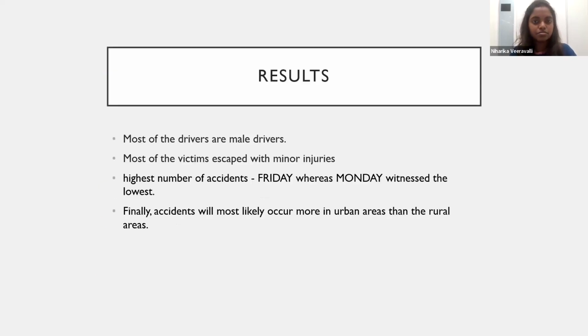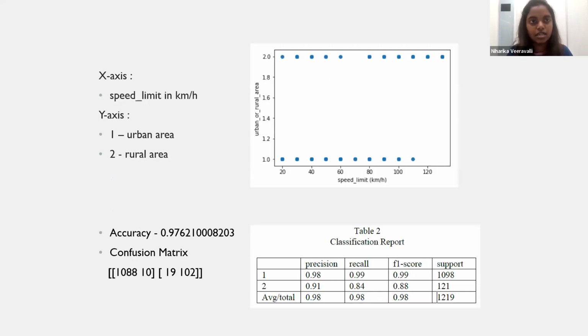Before I talk about the visual representations, I'm going to talk about the results that I've received on my prediction. Most of the drivers are male drivers, and most of the victims escaped with minor injuries. The highest number of accidents were on Friday, whereas the lowest were on Monday. And finally, this is my final prediction: accidents will most likely occur in urban areas more than in rural areas. So these are the graphical representations.